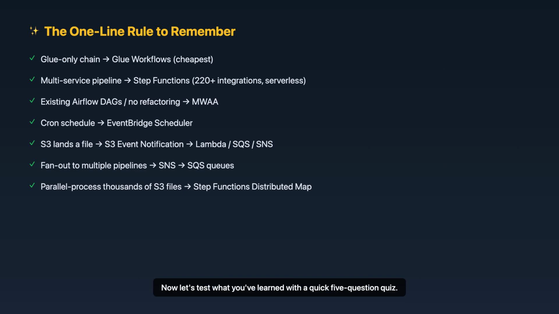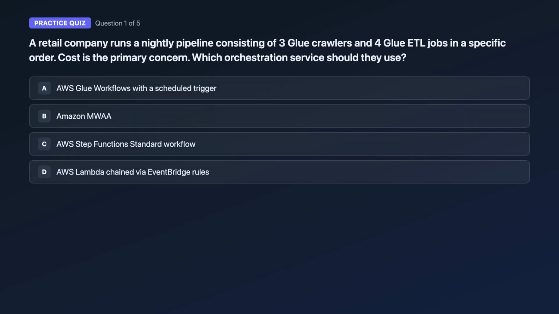Now let's test what you've learned with a quick 5-question quiz. Alright, let's test what you've learned. Question 1. A retail company runs a nightly pipeline consisting of 3 Glue crawlers and 4 Glue ETL jobs in a specific order. Cost is the primary concern. Which orchestration service should they use?